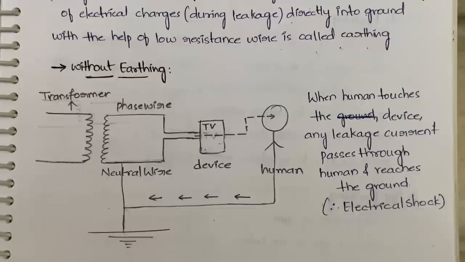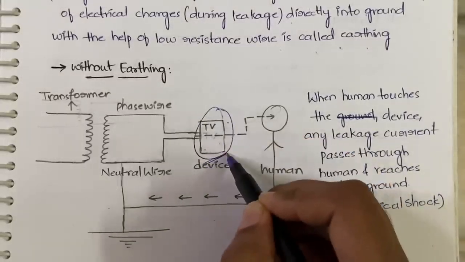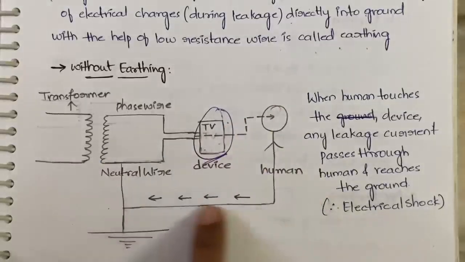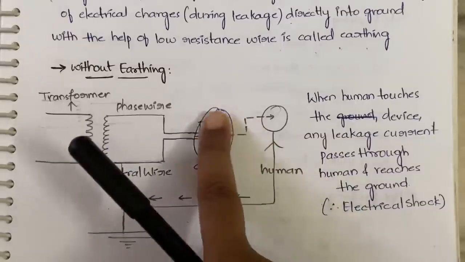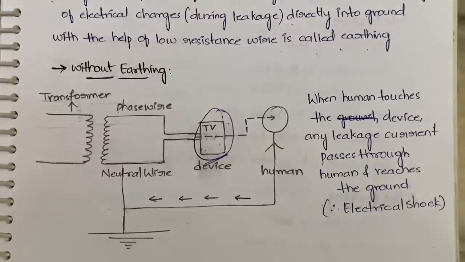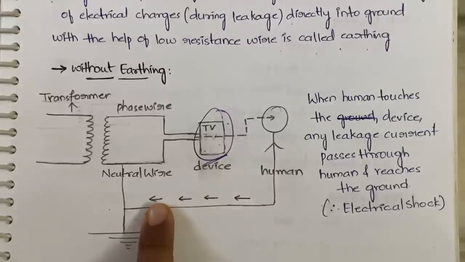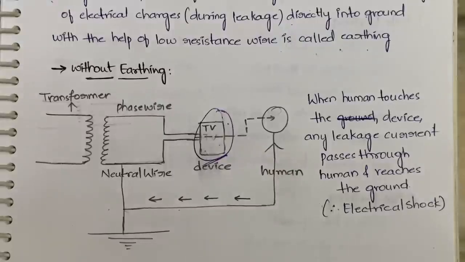Suppose there is any leakage at this device. That leakage will pass through the human and come to the ground, because the device is nowhere connected to the ground, whereas the human being who is standing on the ground is connected to the ground, right? So instead of directly going into the ground, it will travel through the human being. Whenever current goes into the body of the human being, he will get an electrical shock, right? So this is what happens when there is some leakage current.